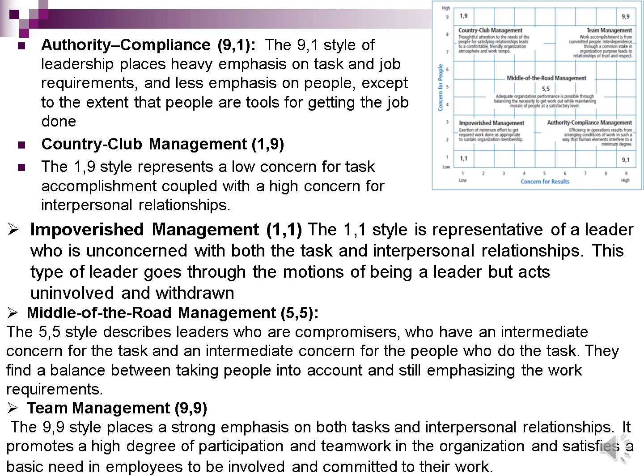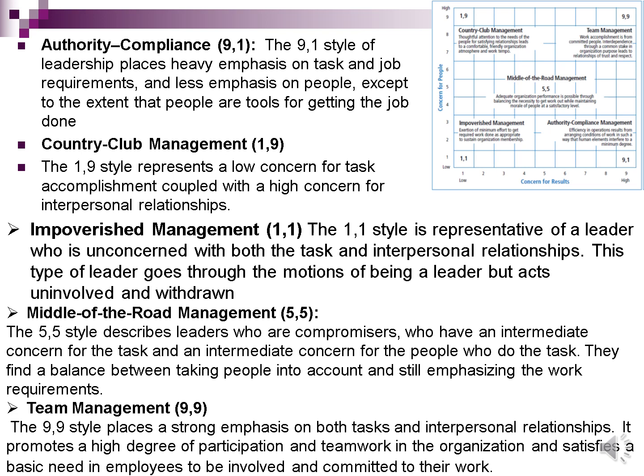At the other end, we have the team management, which is 9,9. That means a high emphasis on the concern for results and a high emphasis on people, together making a very high combination, and that is basically team management, which places a strong emphasis on both task and interpersonal communication and relationship. It promotes a high degree of participation and teamwork in the organization and satisfies the basic need in employees to be involved and committed to their work.